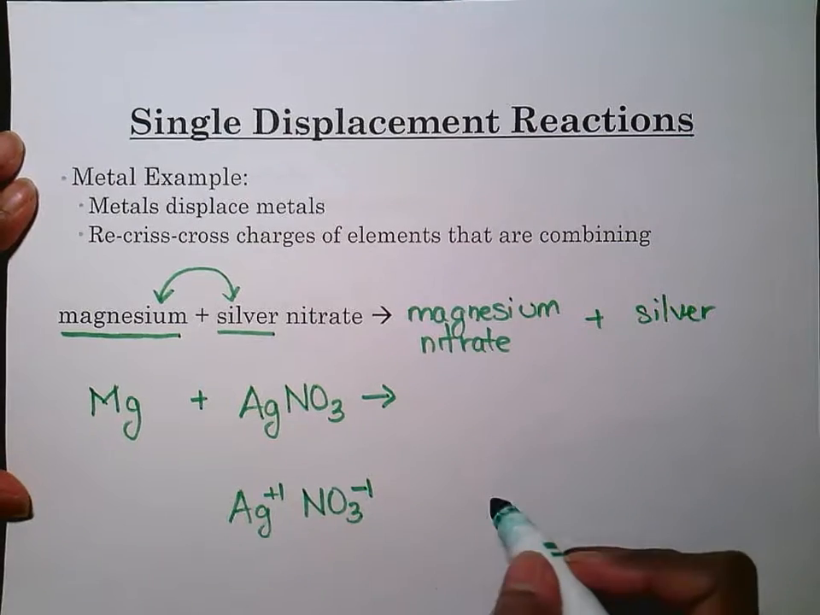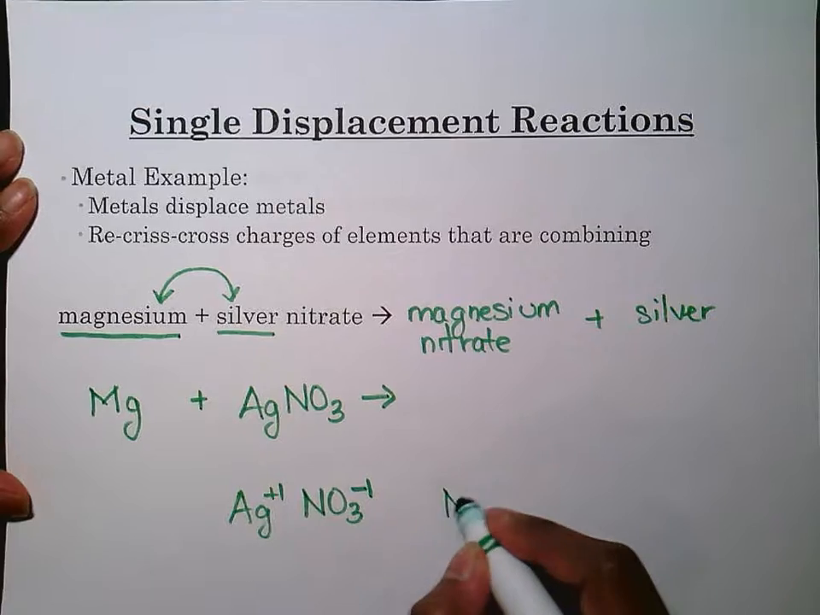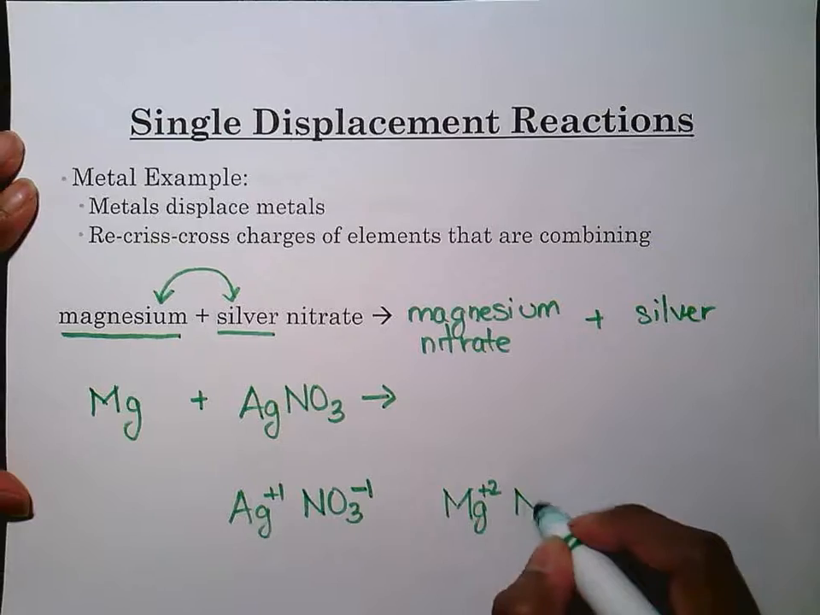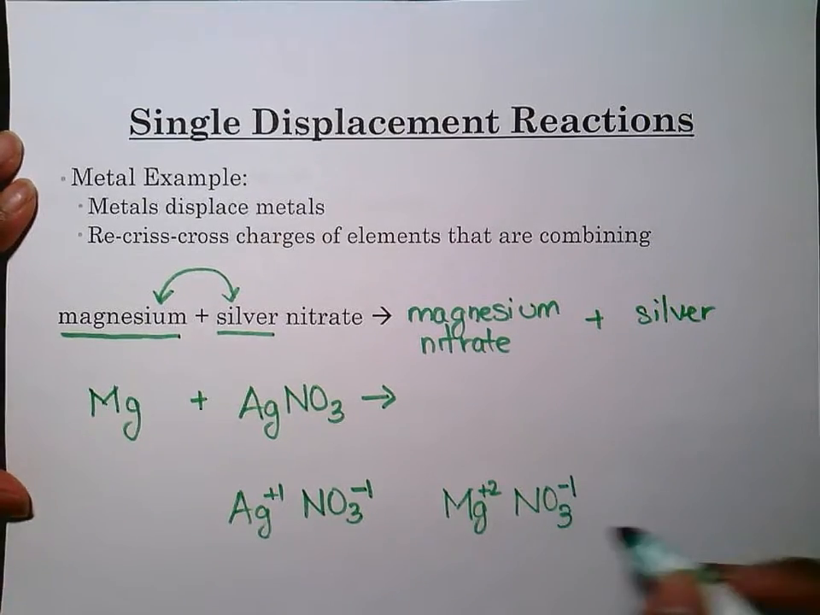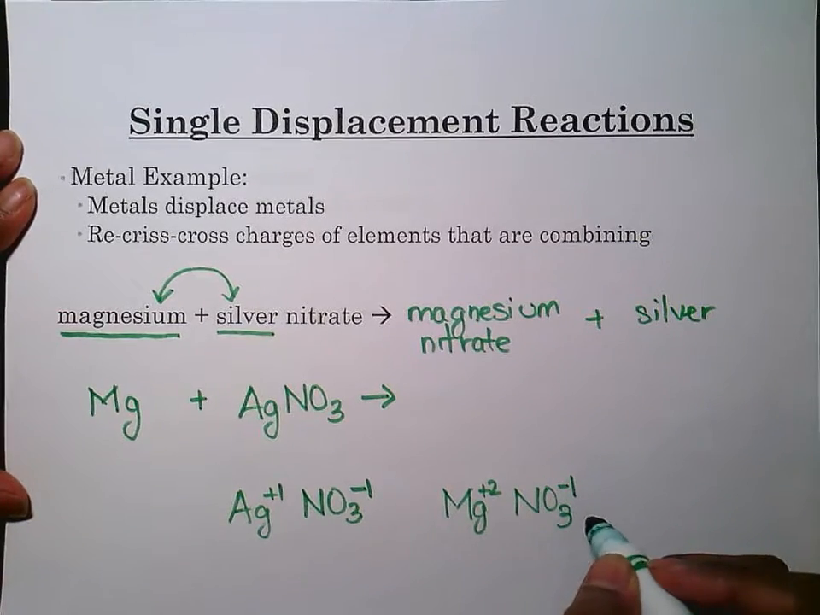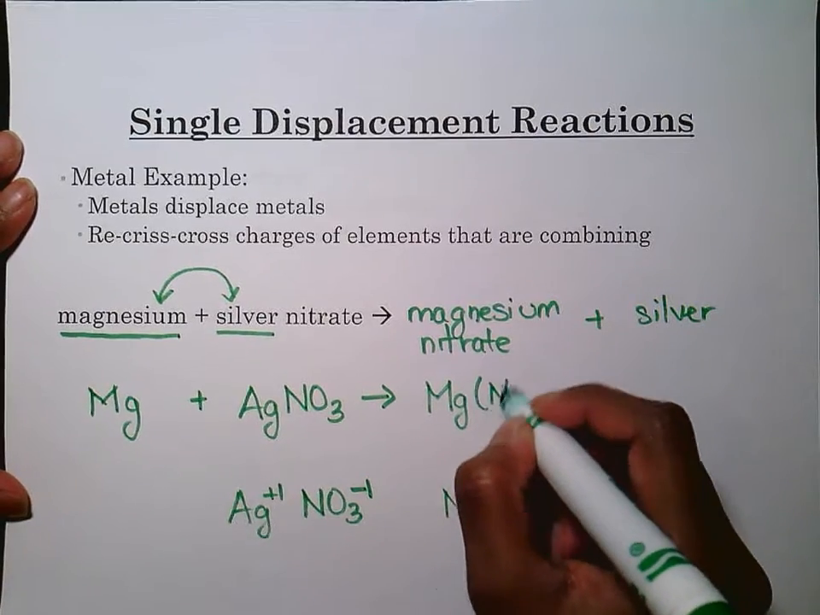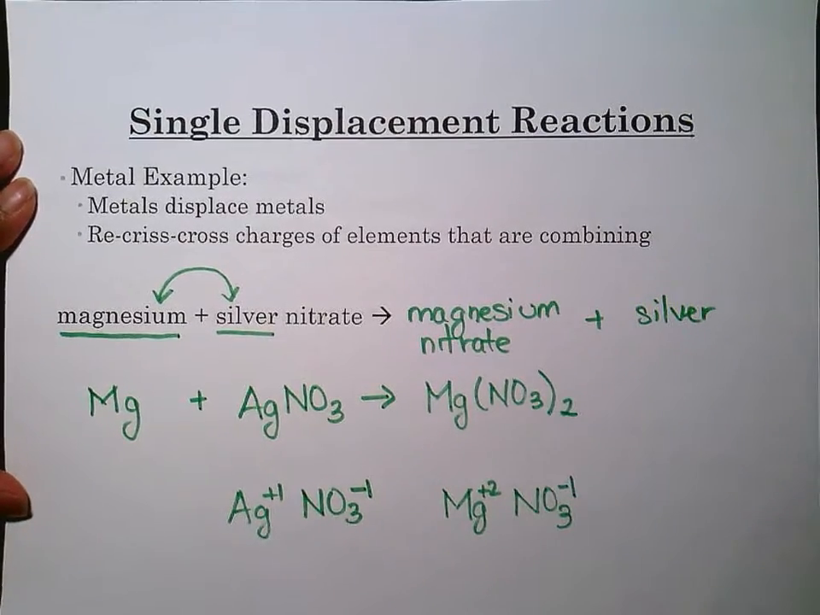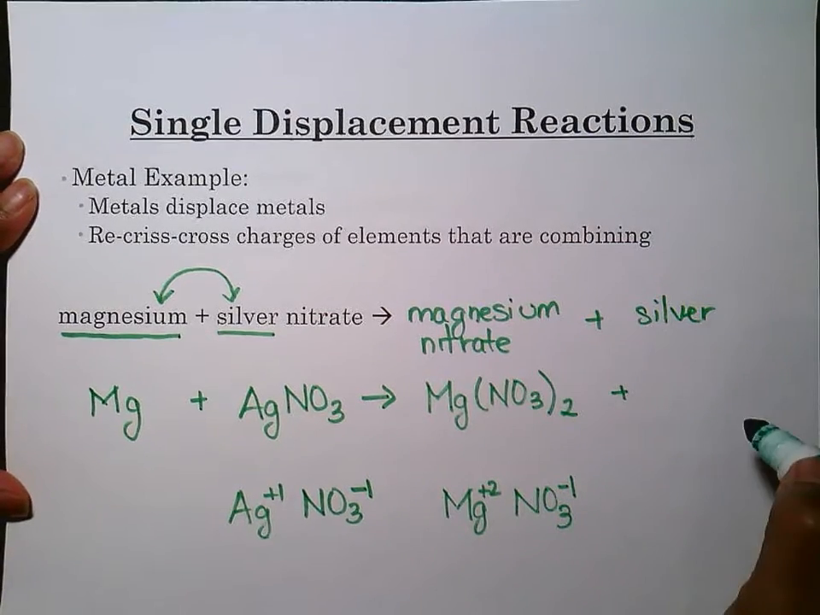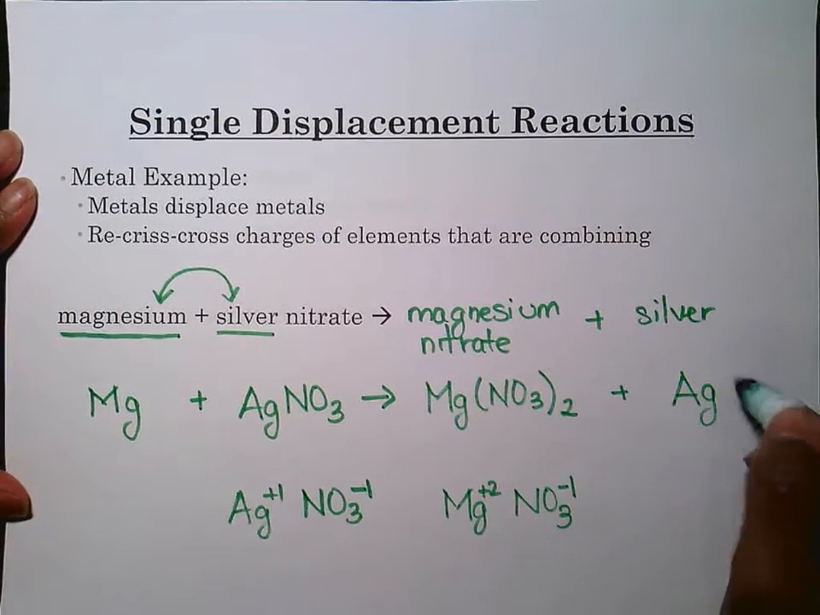And I'm going to do the same to determine my magnesium nitrate now. So magnesium is Mg2+, and my nitrate is NO3 -1. So when I crisscross my charges, I'm going to be left with the 2 outside of the nitrate. So I'm going to use brackets, and that's going to be my magnesium nitrate. And then I'm also going to have now silver on its own. So silver is not a Hofbrinkel. I shouldn't see a 2, and it shouldn't have a charge.